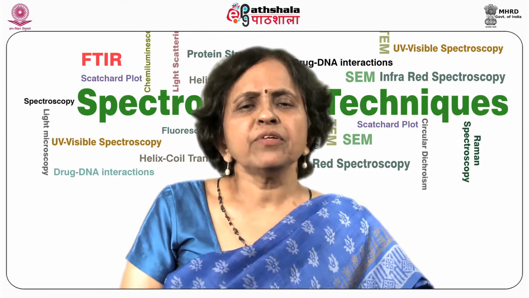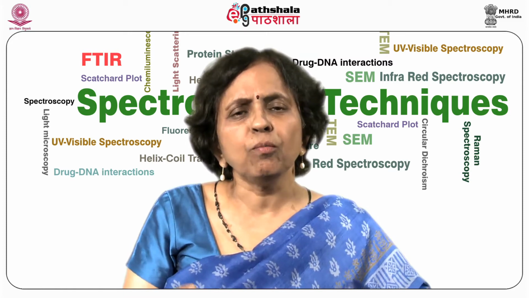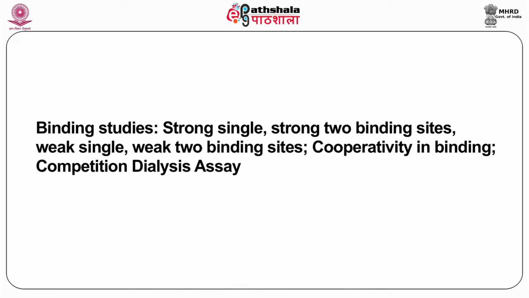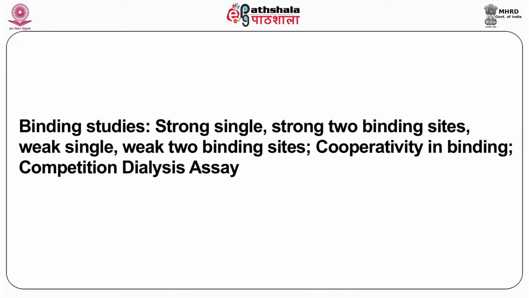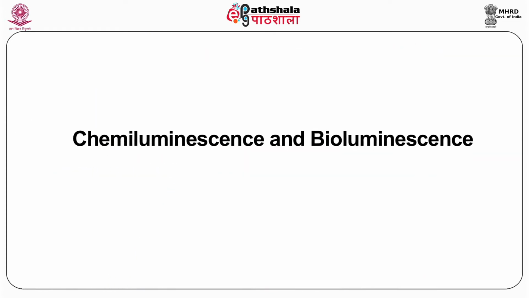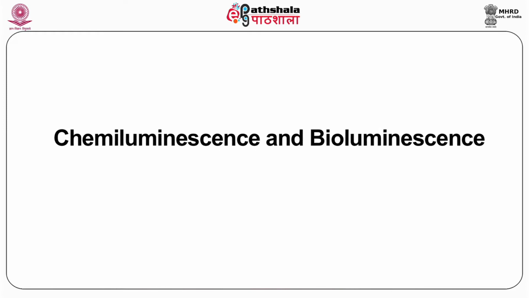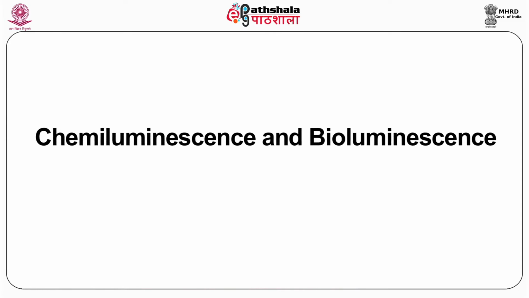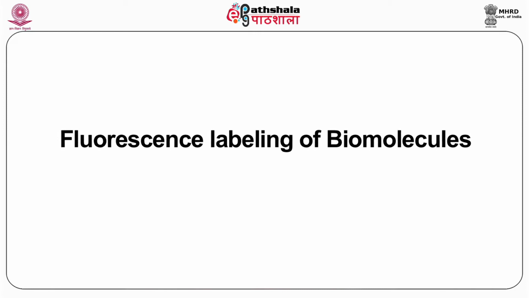Then, after understanding the binding of two molecules, whether it is a weak interaction or a strong interaction, or weak and strong, how you differentiate these will also be studied. Now comes luminescence. Bioluminescence is one important aspect. When you study fluorescence, you cannot ignore bioluminescence and chemiluminescence. Then how do you label the biomolecules which are not fluorescent?